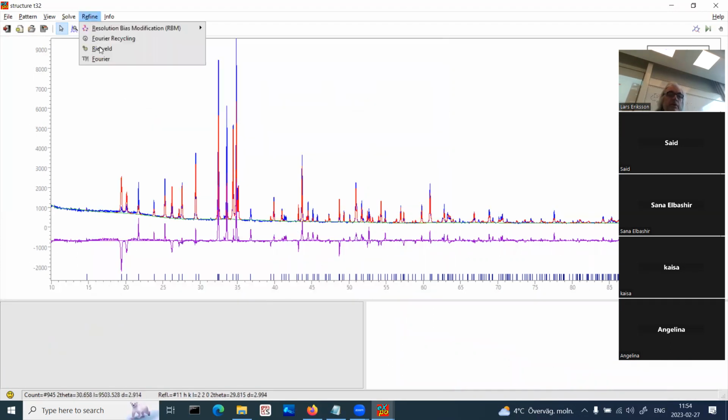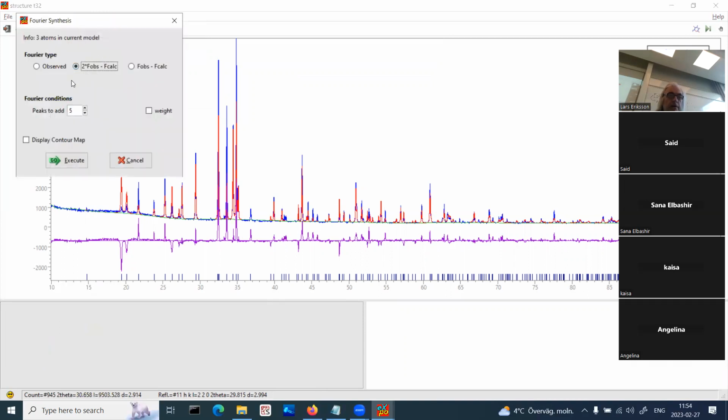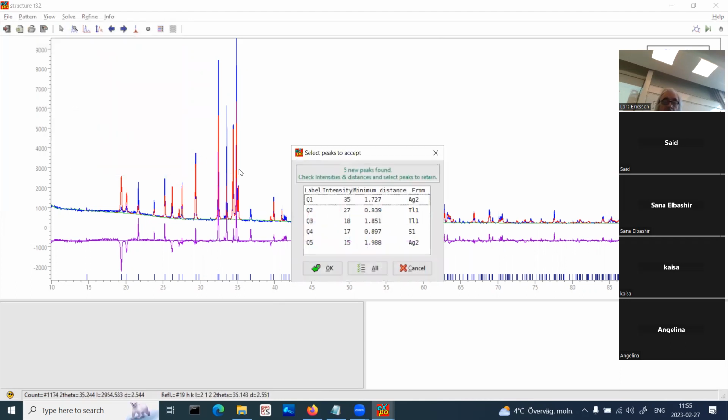Then let's go for Fourier. How many info? 3 atoms in current model, yes. Should we do it observed? No, we shouldn't, because then we will get these 3 also. Fobs minus Fcalc, 2 Fobs minus Fcalc, that is approximately the same as Fobs. Or why not our traditional difference Fourier that we do in single crystal? This contour map, I don't know how it looks like. Let's try first, execute that one.